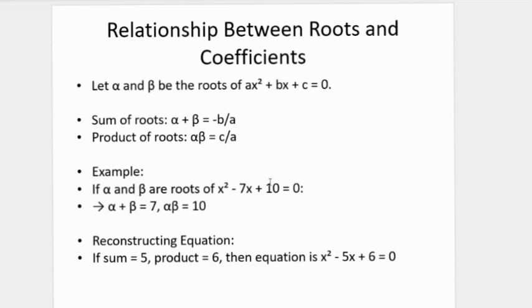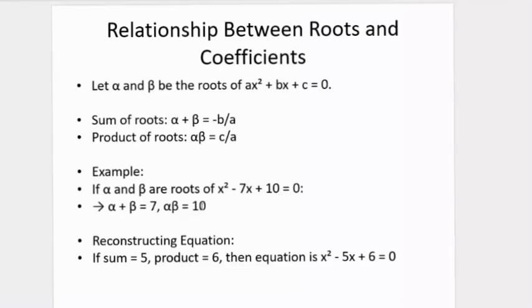So for the first example, if alpha and beta are the roots of this, then what does that tell us? It tells us that the sum of the roots, alpha plus beta, is minus b over a. So minus b is minus 7. Again, pay attention to the sign because the sign is important. So b here is actually minus 7. So if you do minus of minus 7, that's plus 7 over 1, which is 7. And then the product of the roots is c over a, which is 10 over 1, which is 10.